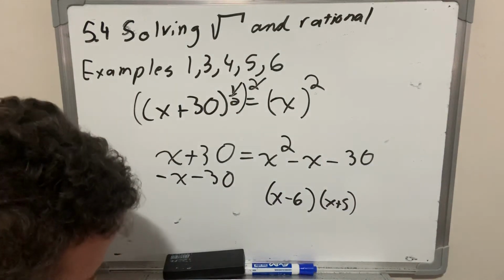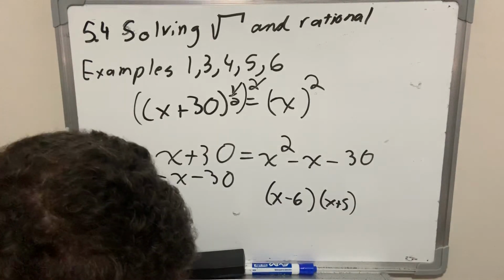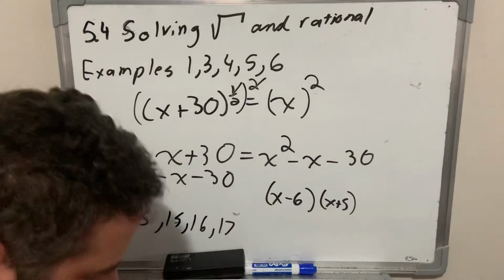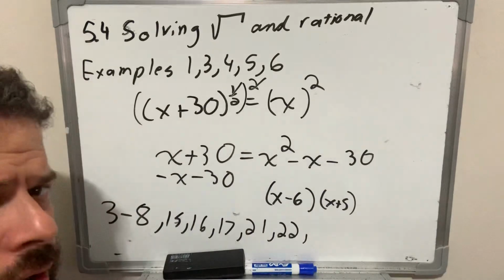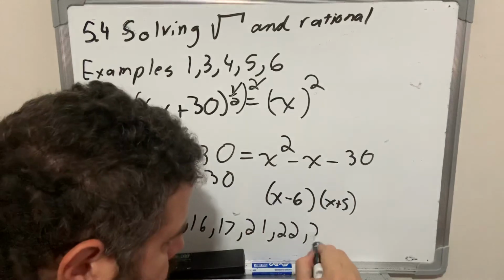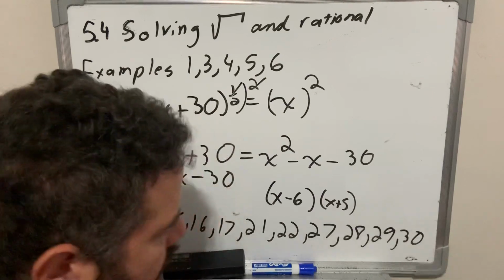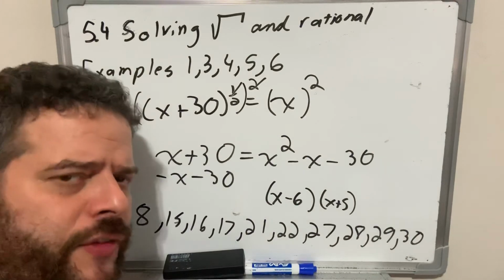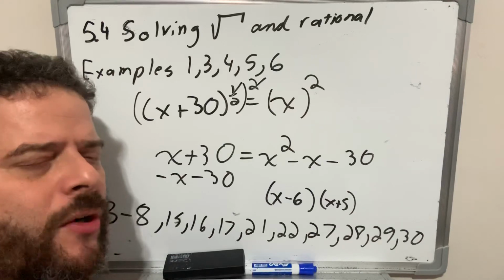Now for homework, I need you to do from 3 to 8, 15, 16, 17, 21, 22. Again, today is going to be slightly longer than usual, but you do have to practice this because it's very, very tricky. 27, 28, 29, 30. That's the homework. Now, if you have questions today, I'll try to explain via voice note, or you can just write the ones that give you problems and we can go over them all on Friday.